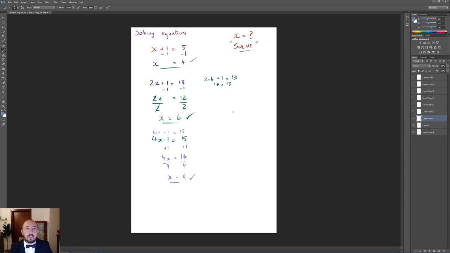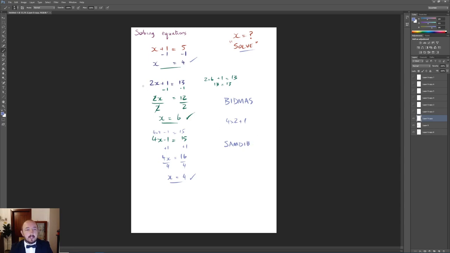Students often ask, which order do we do these operations? Why did we do the minus 1 first and not the divide by 2? Well, if we usually have BIDMAS when we're doing these questions, like 4 times 2 plus 1, when we're solving an equation, we actually do the reverse process, like I've been talking about. So we reverse the order of BIDMAS, SAMDIB.